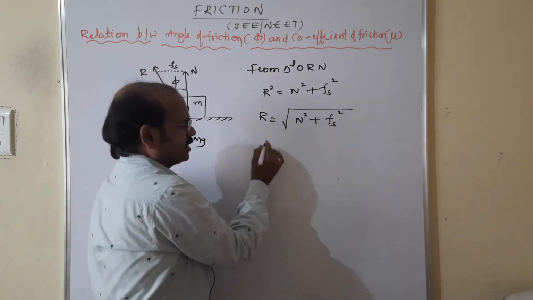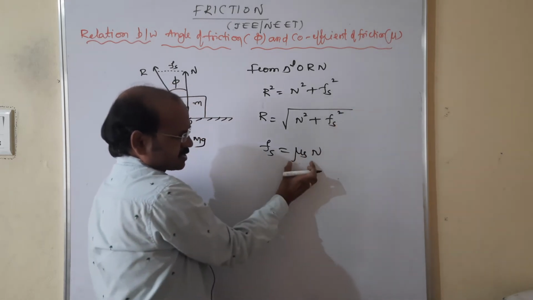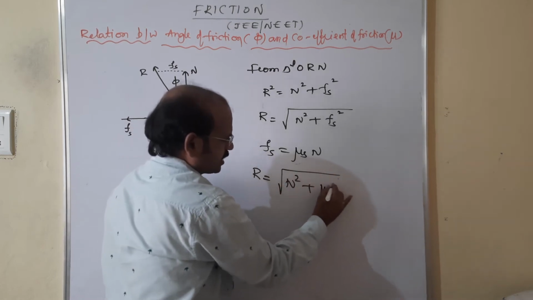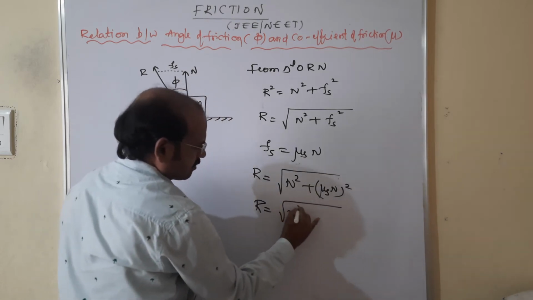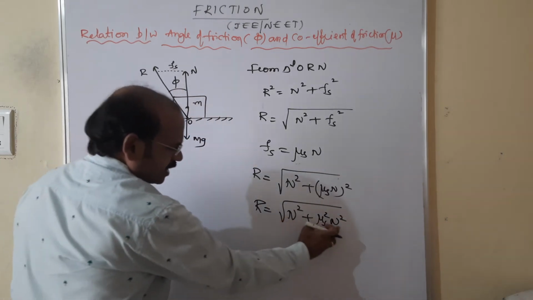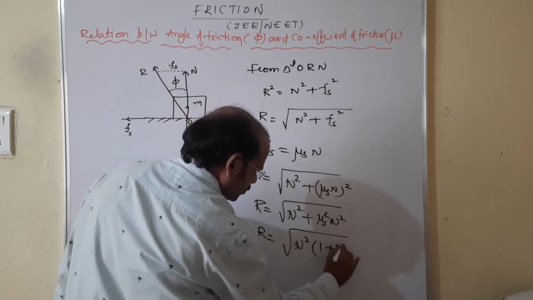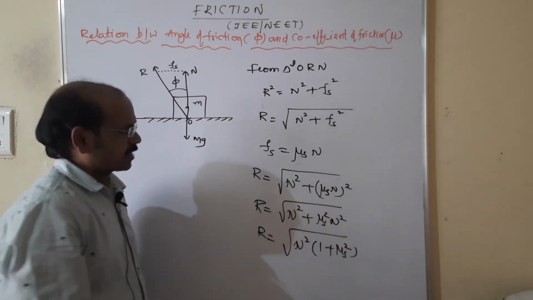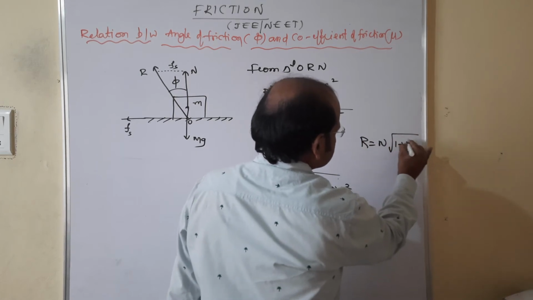Now here we know again Fs is equal to μs into N. Here you replace this with this, so that capital R is equal to root over N square plus μs N whole square. So capital R is equal to root over N square plus μs square into N square. Now from this N square you take common, therefore N square is common, 1 plus μs square. Again you take N square out of the root, therefore the square root will be cancelled. Capital R is equal to N into root over 1 plus μs square.